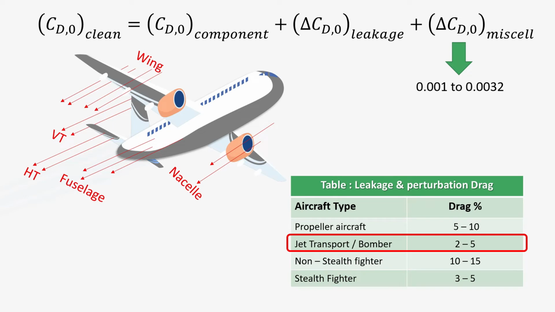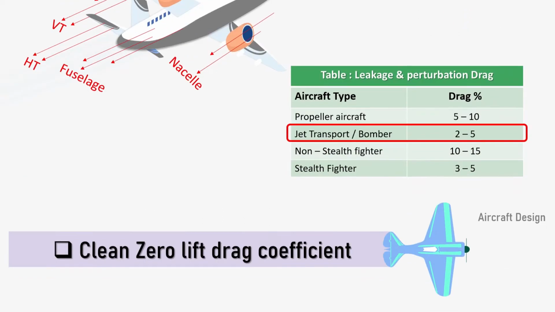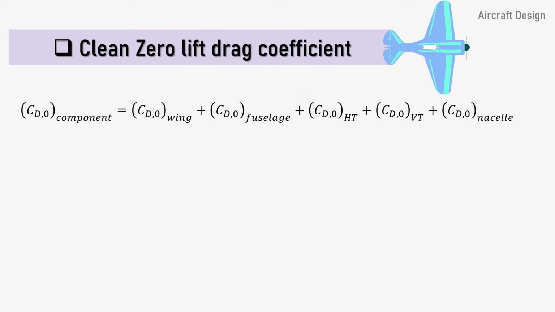Now miscellaneous drag includes the trim drag, or it may be of other forms of drag, which can range within 0.001 to 0.0032. So again, depending on the designer. Mathematically, the clean zero-lift drag coefficient of a component can be noted as CD naught clean equals CD naught of wing body plus the horizontal tail and vertical tail plus the nacelle.